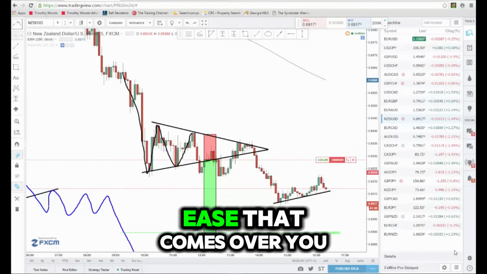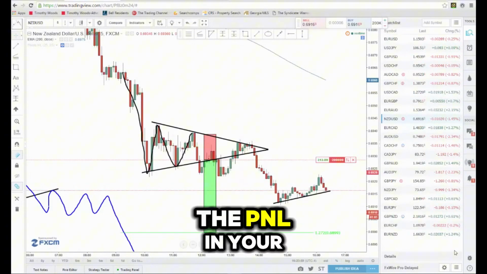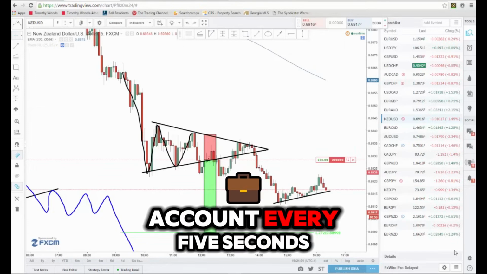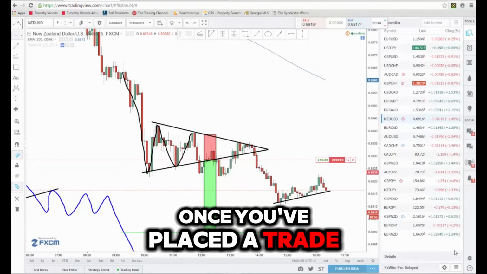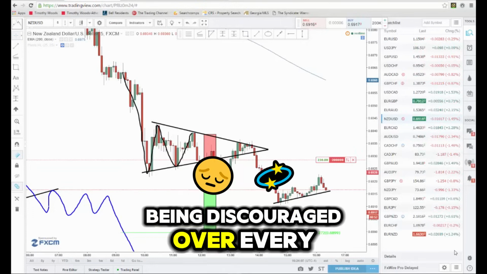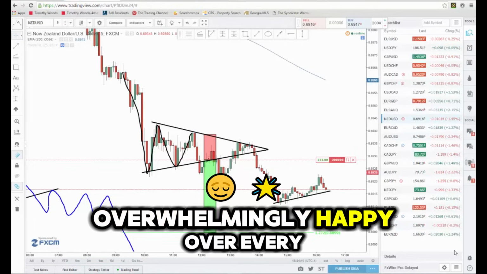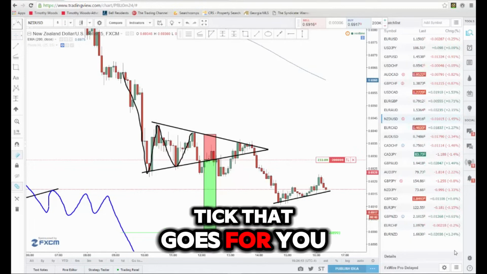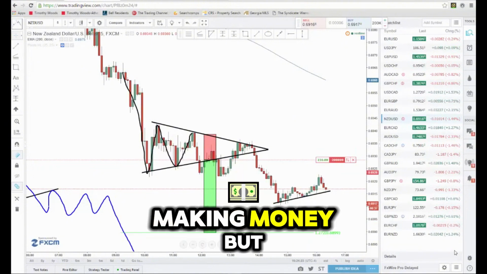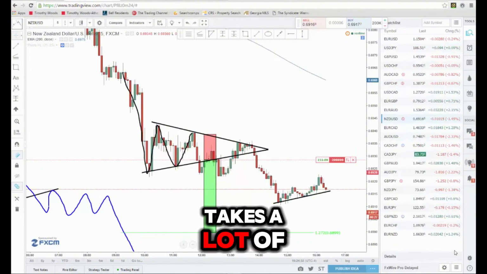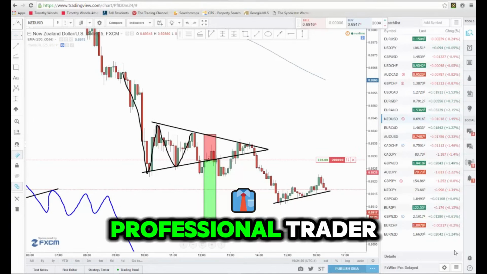There's an incredible ease that comes over you once you have done that, and you no longer look at the P&L in your account every 5 seconds while you're in a trade. You no longer sit there and stare at the chart once you've placed a trade, being discouraged over every tick that goes against you, and overwhelmingly happy over every tick that goes for you. Now, don't get me wrong, there's nothing wrong with being happy about making money, but doing the testing takes a lot of the emotion out of trading, which is key to your success as a professional trader.